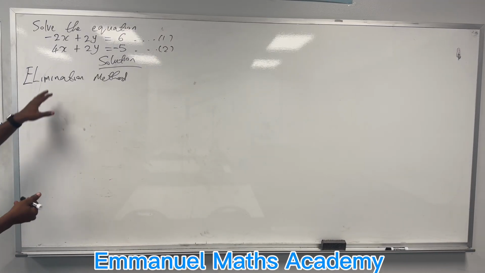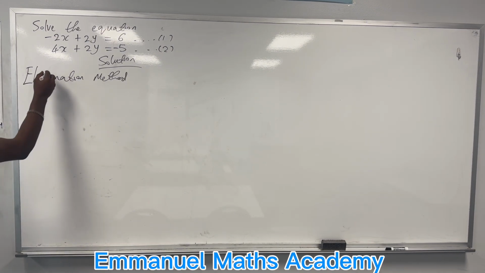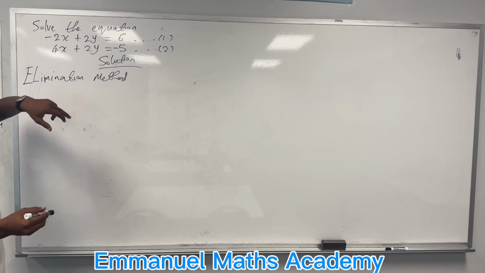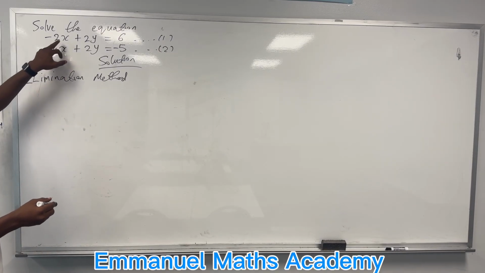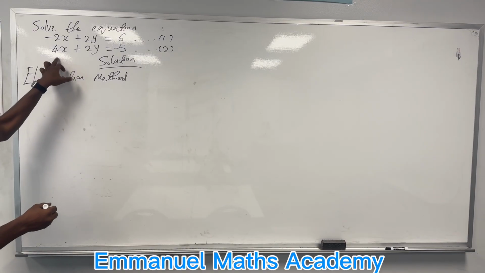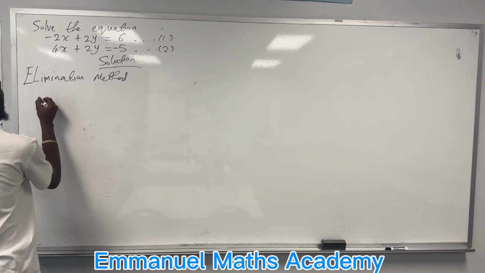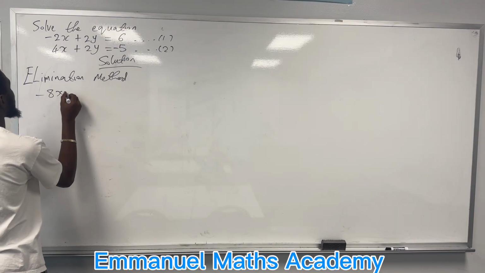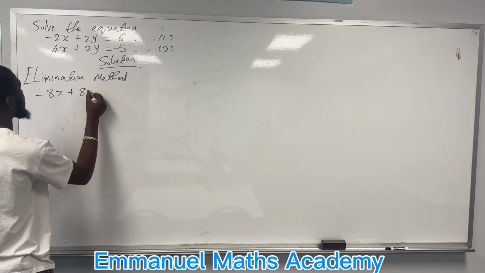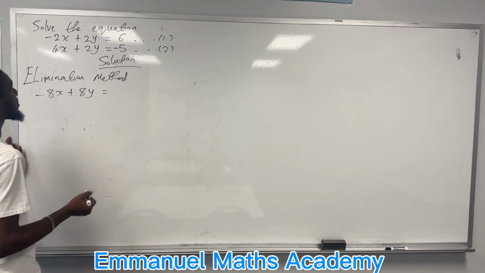From this, we use the coefficient of x in equation 2 to multiply through equation 1. You do the same thing: you use the coefficient of x in equation 1, minus 2, to multiply through equation 2. Now look at what I mean. The coefficient of x here is 4. 4 times minus 2 will give you minus 8, you have your x. 4 times 2 will give you 8, you have your y. 4 times 6 will give you 24.